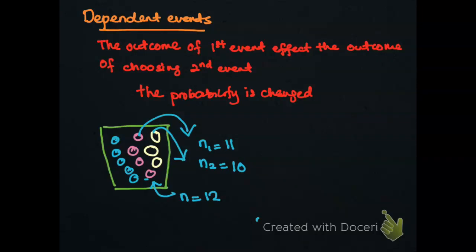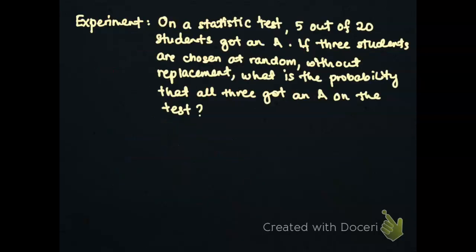For example, take out one marble and then take out another marble. So the probability is changed in this dependent event. Okay, now we look at an experiment on this dependent event.